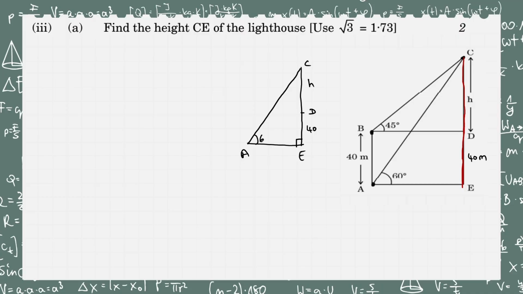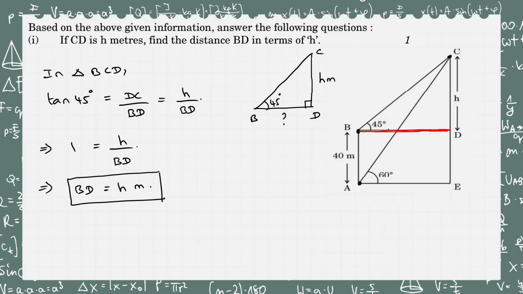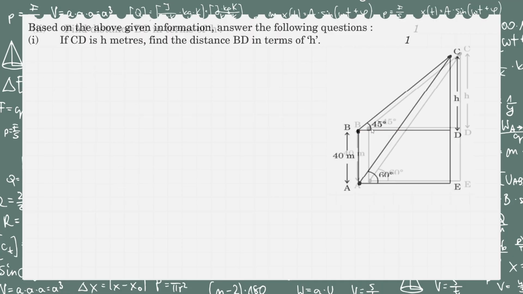So this angle is 60 degrees. So in triangle ACE, we are going to use the tan of 60 degrees here. Tan 60 degrees equals CE divided by AE. See, we have already found BD's length in part 1. Hope you remember, which is equal to H meters. And as I told you, AEDB is a rectangle. So BD and AE will have the same length. So AE is also H meters only.